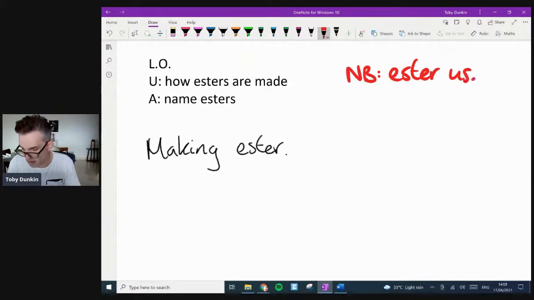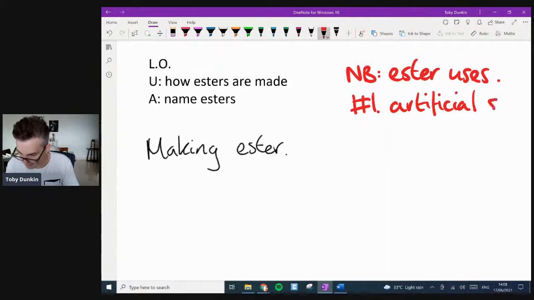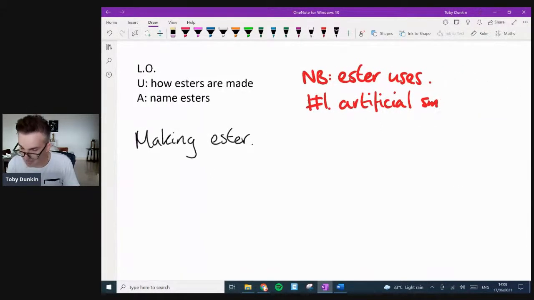Ester uses. So number 1, they are artificial smells and flavorings. Artificial smells. So this is perfumes. These are why your perfumes are so expensive. Artificial smells and flavorings. Flavorings. This is in your foods.